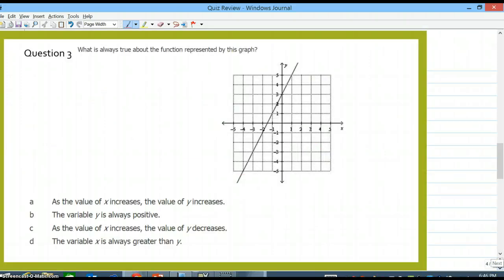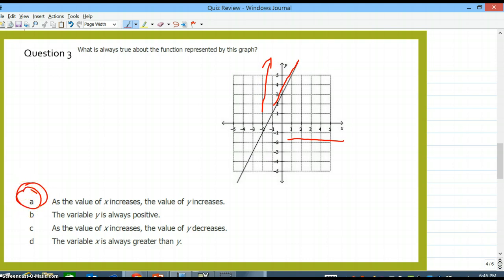Question number 3. What is always true about the function represented by this graph? Well, let's start out. A. As the value of x increases, the value of y increases. So let's look at this. As x gets bigger, what's happening to our y values? Well, our line is going up. That means that as x is getting bigger, our y values are also getting bigger. So right now we can tell our answer is A.